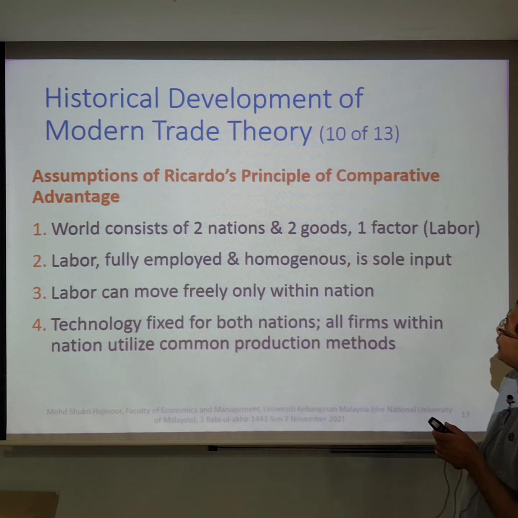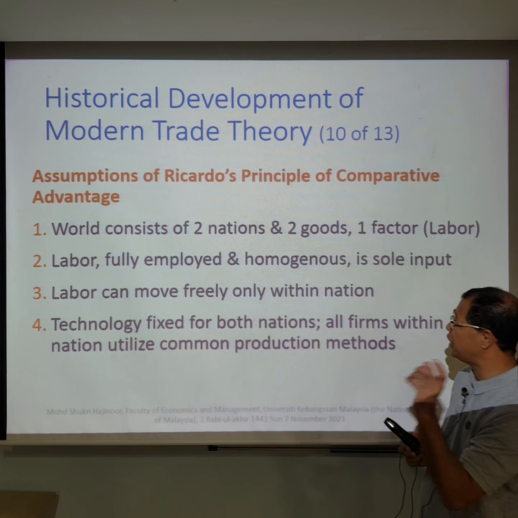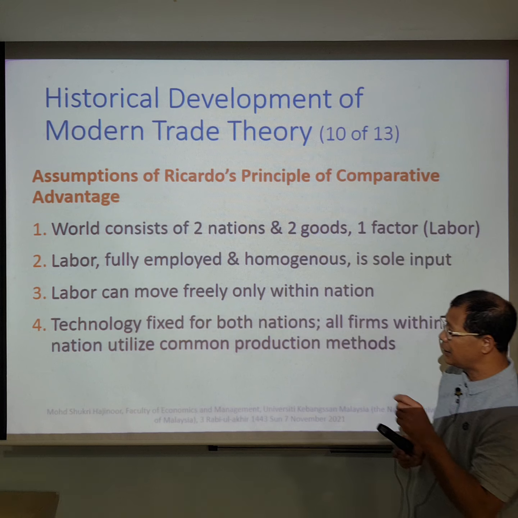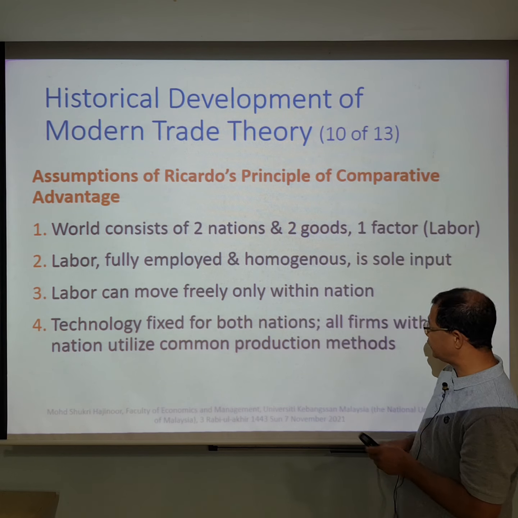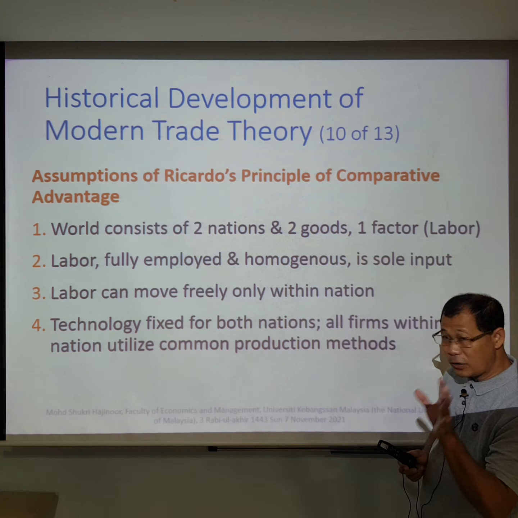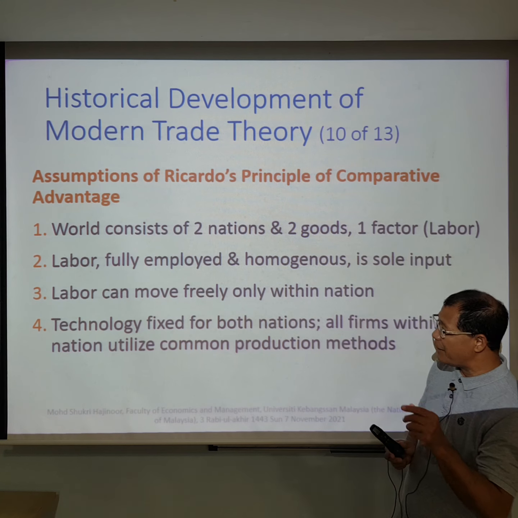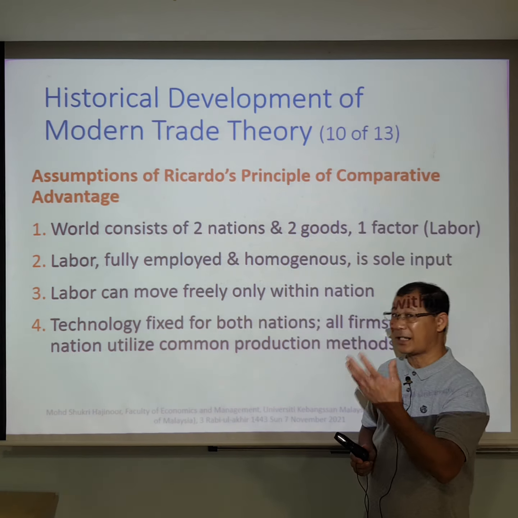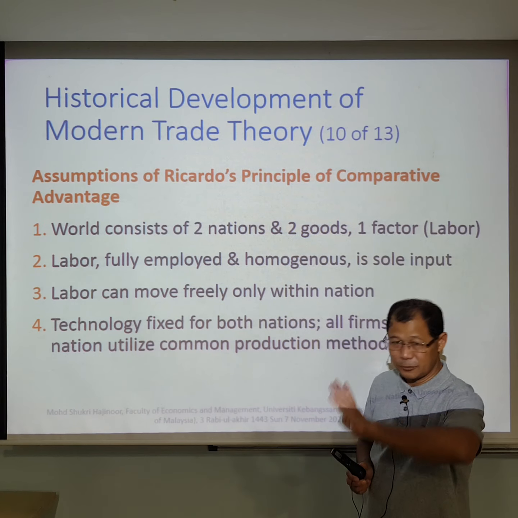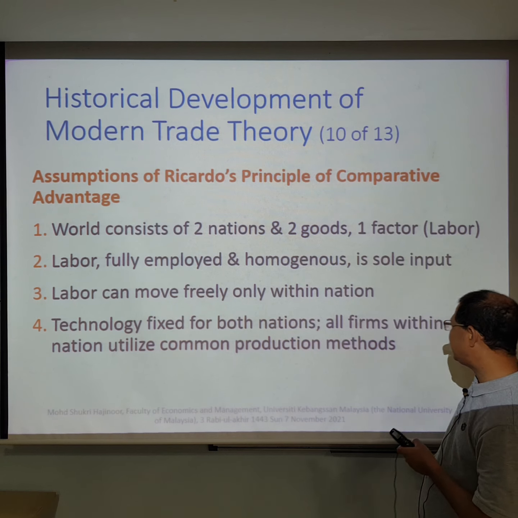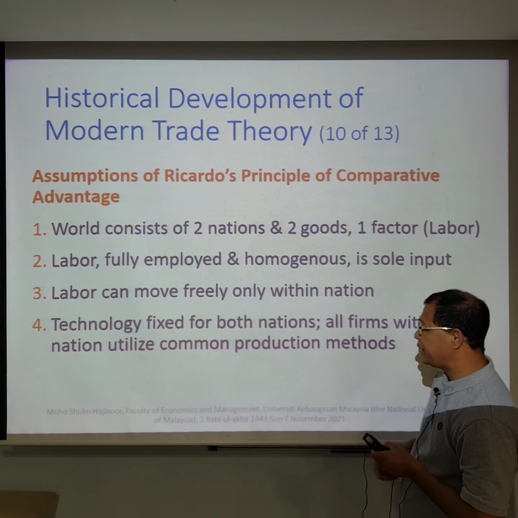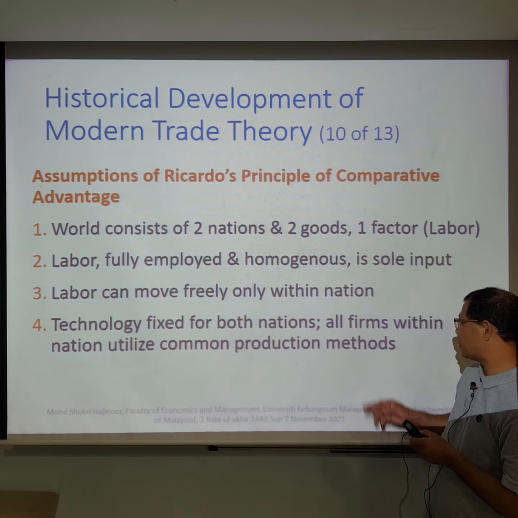So, assumptions of Ricardo. The world consists of 2 nations, 2 goods, 1 factor. Labor, fully employed, homogeneous, of the same quality, as the sole input, 2 by 2 by 1. Labor can move freely only within a country, not outside, crossing to another country. Technology is fixed for both nations, and all firms within a nation utilize common production methods.